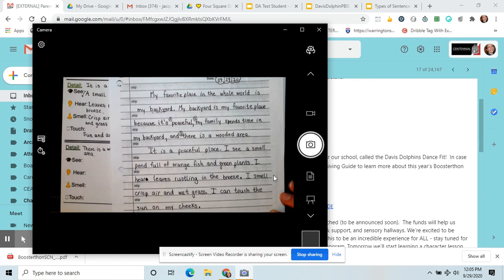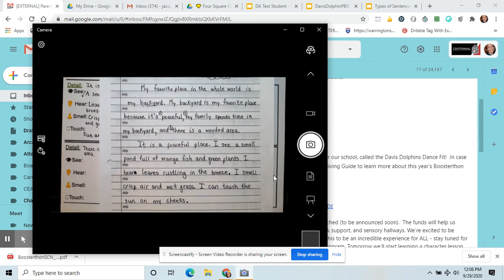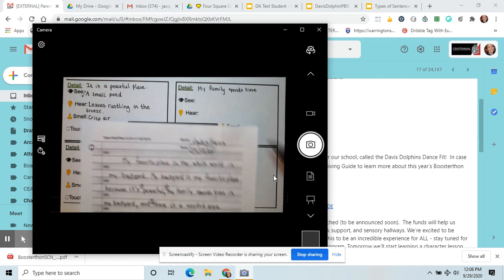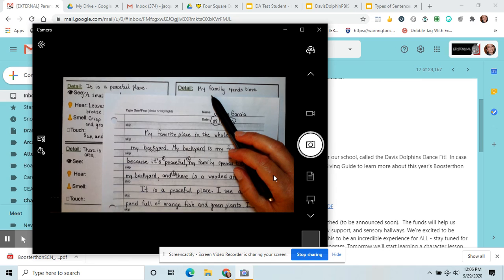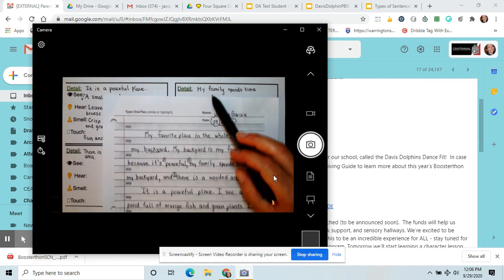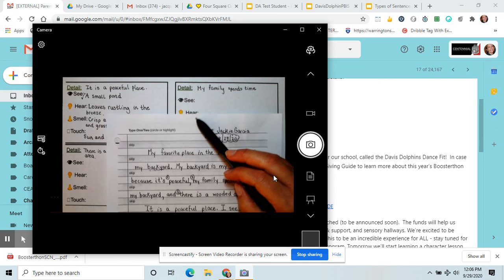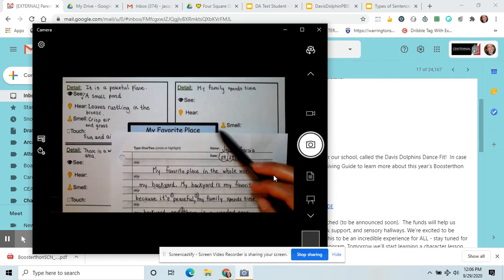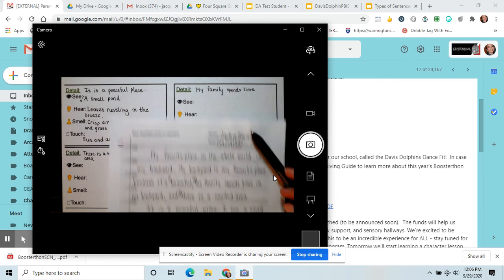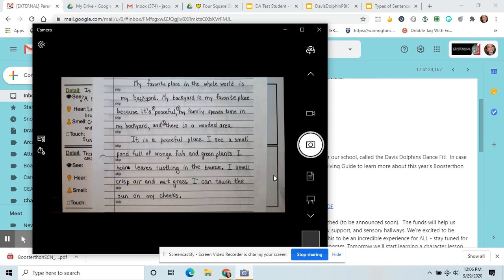Okay, now I wrote a lot. I know I'm modeling for you, so I wanted to show you how to use your ideas from your four-square and write them in your writing notebook. You would continue onto your next detail. My family spends time. Well, what does it look like? What can you hear? What can you smell? So we want to write about that. All right, I can't wait to see what you have.